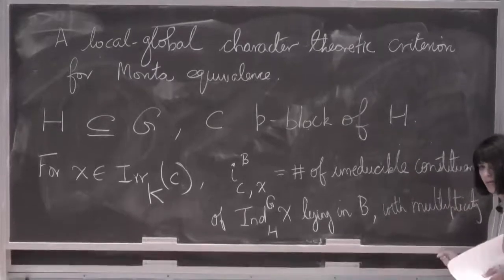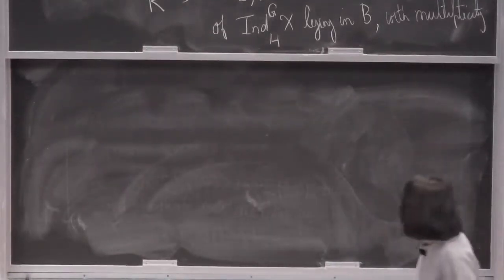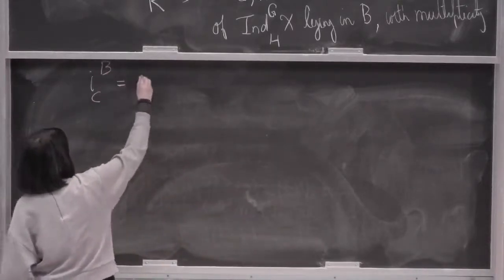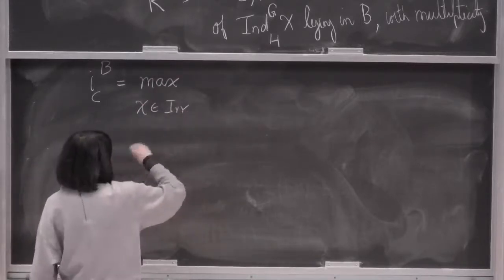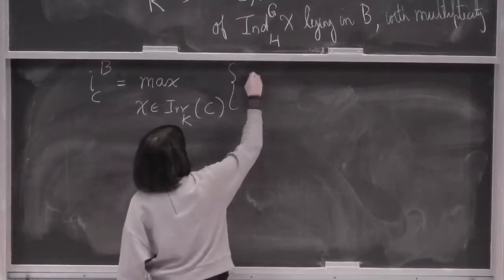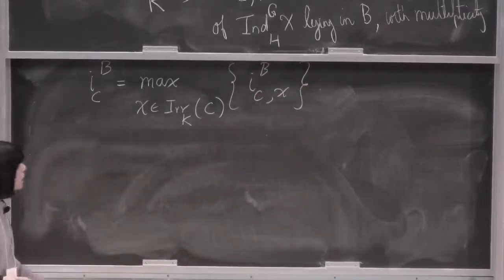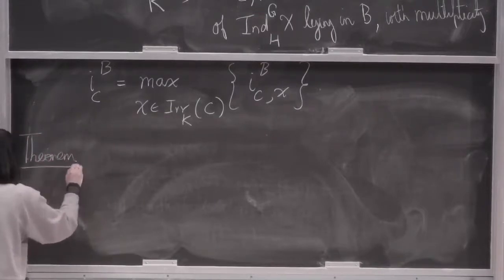Okay, so if you're in a situation of a pair of groups where you can do this, then you can calculate this number. And then I'm going to let I_C be the maximum over all characters of C. Okay, so we have this number here. Okay, so now what's the criterion?